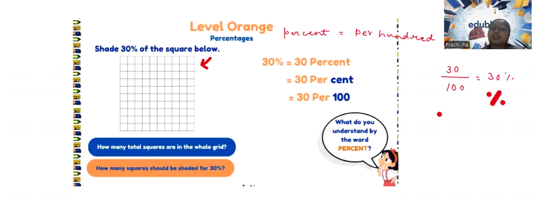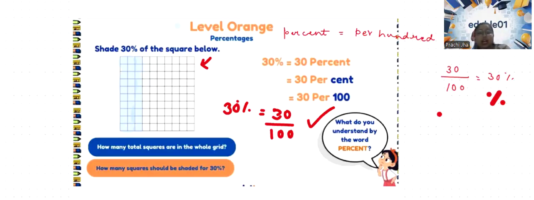Now we need to shade 30% of the square below. 30% means 30 over 100. So if there is a total of 100 square boxes, we have to shade 30 of them. That is going to make it 30%, 30 per 100. Wonderful, great job. So now, what do you understand by the word percent? The percent is per 100.